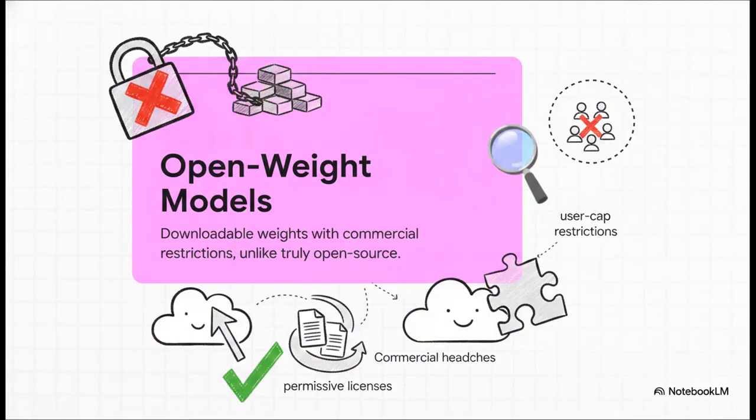Now, before you go shipping a commercial product using local models, you really have to understand this crucial distinction. People use the term open source way too loosely these days. A model like Meta's Llama 4 is heavily used locally, sure, but it's technically open weight with user cap restrictions. On the other hand, models like Alibaba's Qwen 3 or Mistral's Devstral are truly open source. They use highly permissive Apache 2.0 or MIT licenses, which basically means no commercial headaches for your legal team.